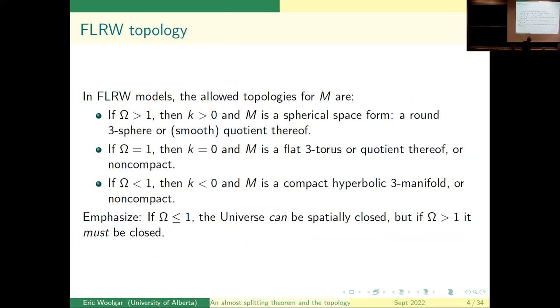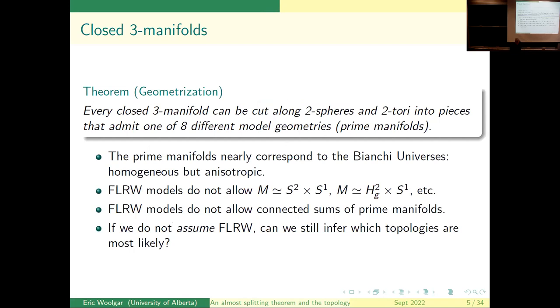So the topologies that are possible: if we are above closure density, then only spherical space forms, so the sphere or a smooth quotient. If you are at critical density, a flat torus is possible, any of the flat three-manifolds, quotients of tori. And if you're below that, then compact hyperbolic is the only possibility within FLRW. And again, just for emphasis, if you're below density, you can have any of them, including the closed ones. But you could also be open, which I'm not going to worry about. Okay, so closed three-manifolds.